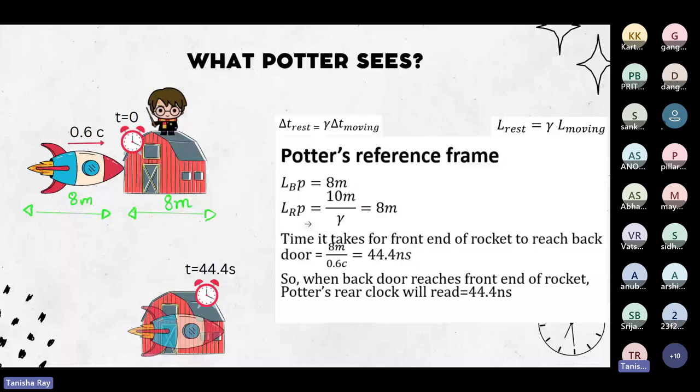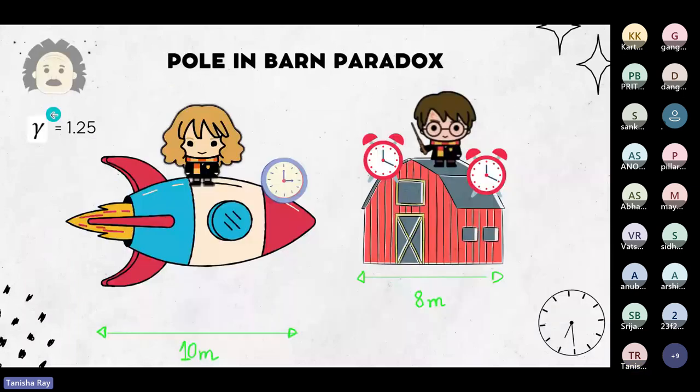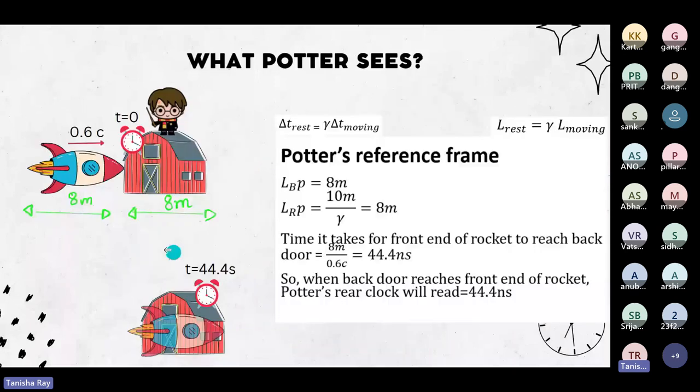Provided I missed out on mentioning some information: here the rocket was moving with a velocity of 0.6c. From that, if we calculate gamma, this comes out to be 1.25. Now, putting this gamma here, the length of the rocket in Potter's perspective comes out to be 8 meters. So it is visible that the claim Potter is making, that the rocket will fit into the barn with respect to him, does make sense.